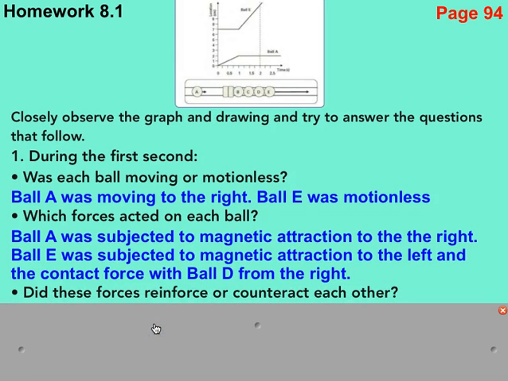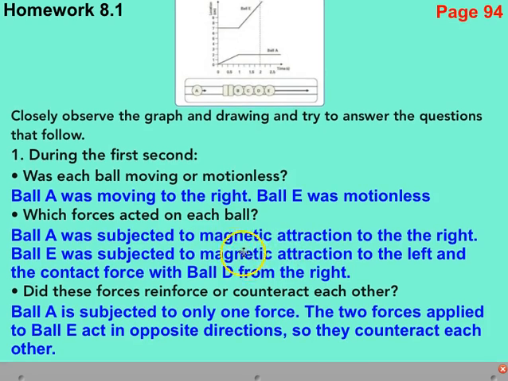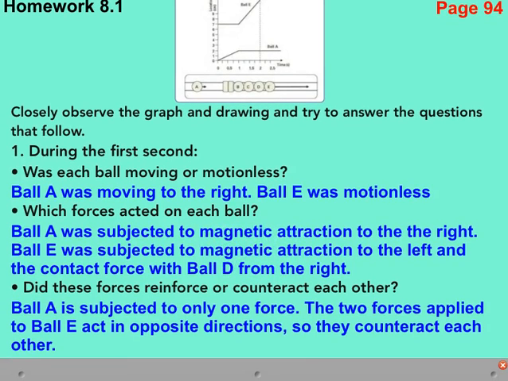Now, did these forces reinforce or counteract each other? So remember, it depends on the direction. Ball A is subjected to only one force. The two forces applied to ball E act in opposite directions, so they counteract each other, at least in the beginning. And then after it's shot off, they still would counteract each other. It's just one force was greater than the other force. So how have you been doing so far in these questions?